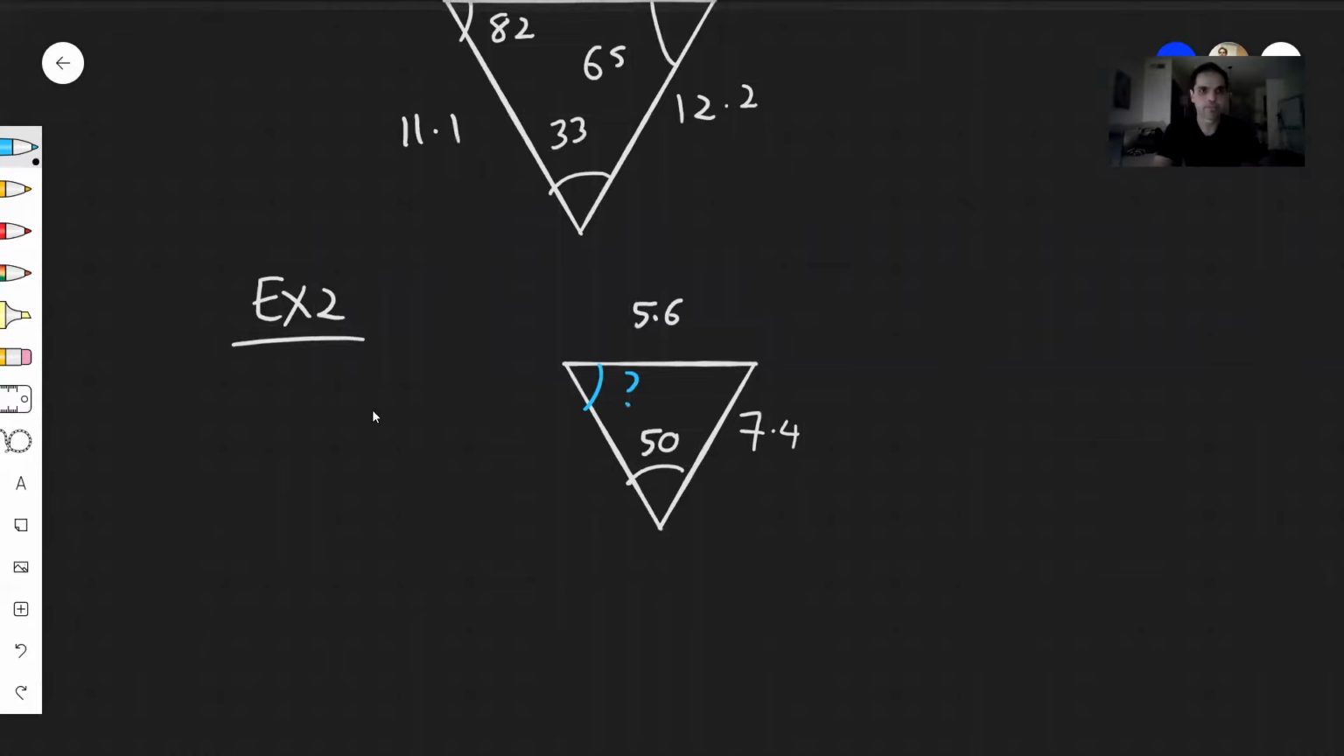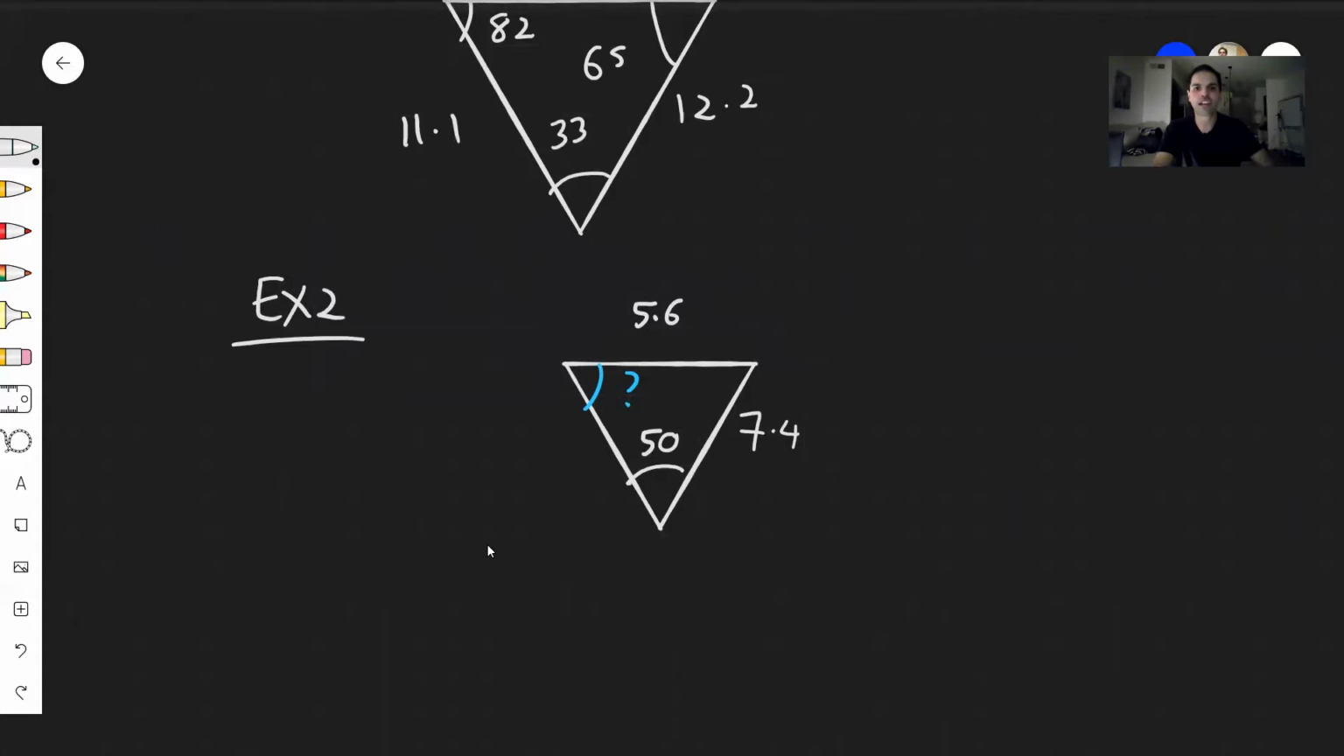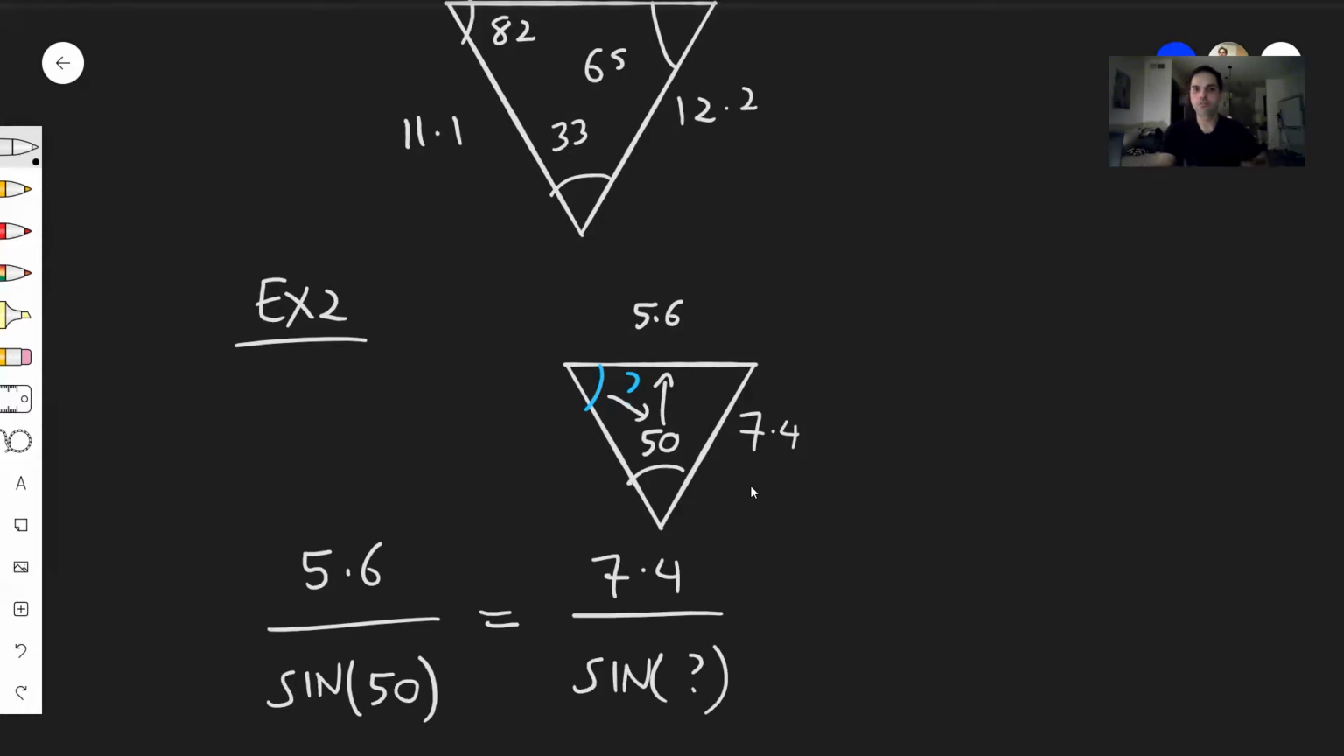So again, just use the formula. Opposite over sine of angle equals opposite over sine of angle. If you start with this angle 50, it's flashing the wall 5.6. So 5.6 divided by sine of 50 equals, this one is flashing this wall, 7.4 over sine of question mark.